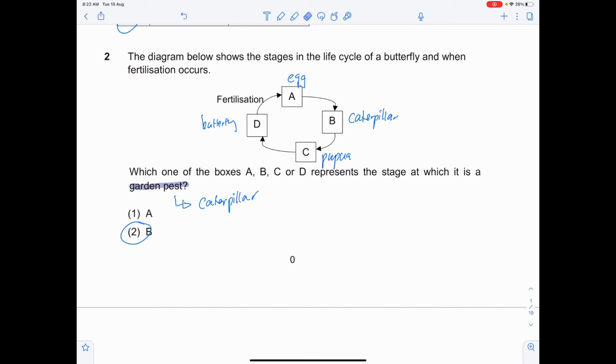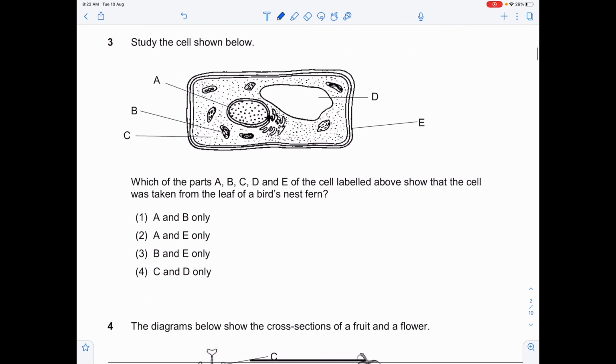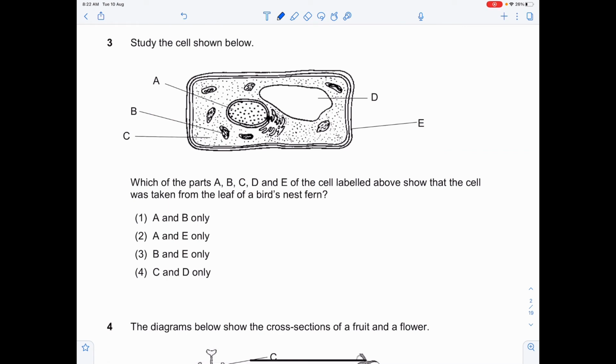Okay, so just let me correct this. Okay, moving on. 3, study the cells below. So straight off, this is a cell question. So once again, for a cell question, you have to memorize identification of structures together with their function. Which parts of A, B, C, D, and E of the cell labeled above show that the cell was taken from the leaf of a bird nest fern?